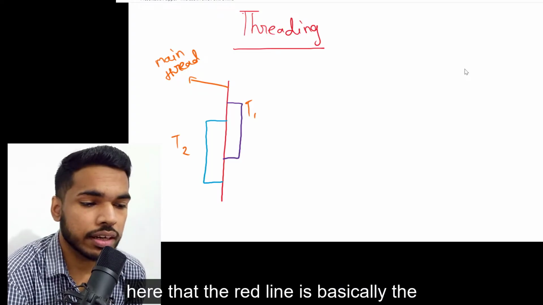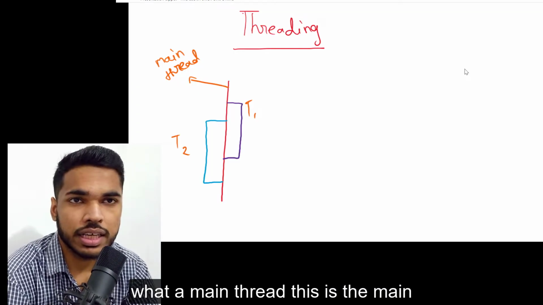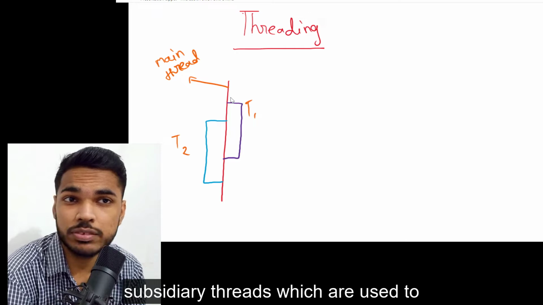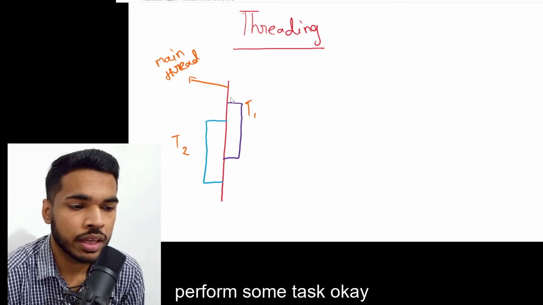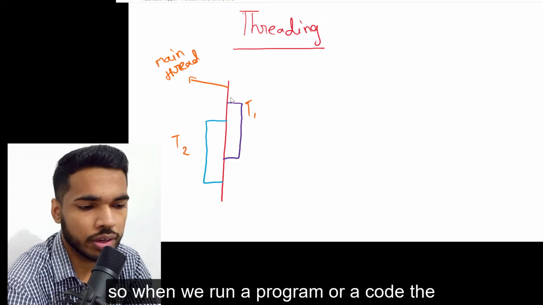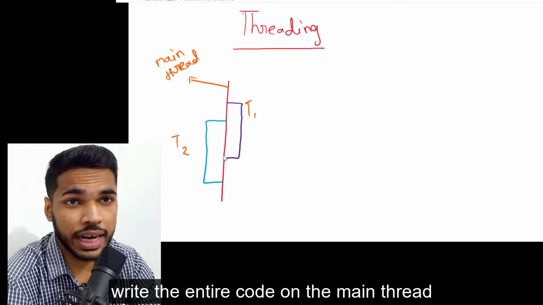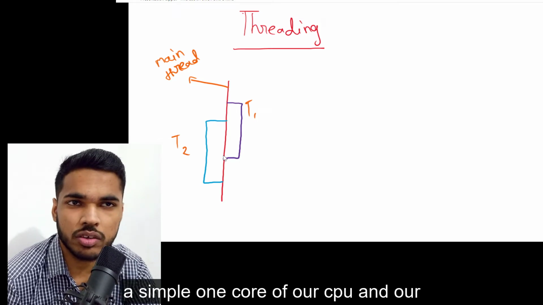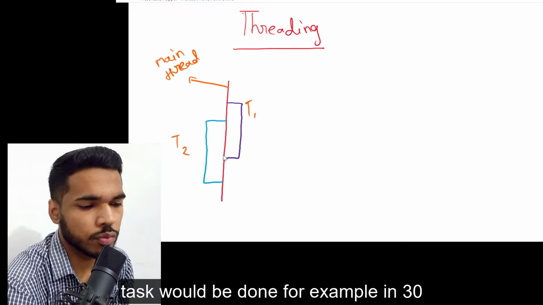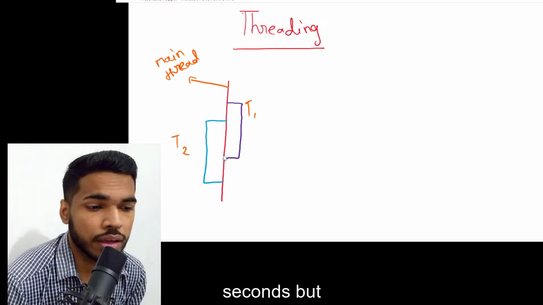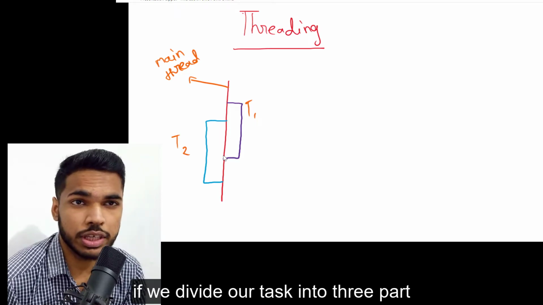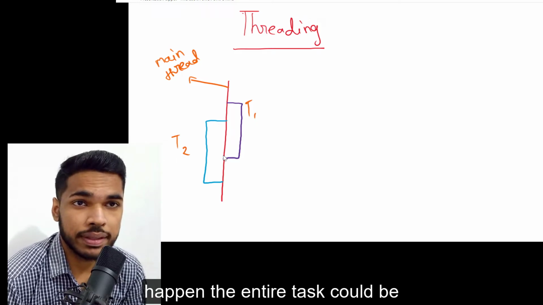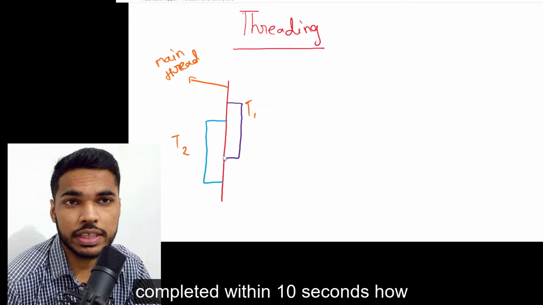As you may see on the screen, the red line is the main thread. T1 and T2 are the subsidiary threads which are used to perform some tasks. When we run a program or code, the main thread is running. If we write the entire code on the main thread, it would be using just one core of our CPU, and our task would be done in, for example, 30 seconds. But if we divide our task into three parts, that is the main thread, T1 thread and T2 thread, the entire task could be completed within 10 seconds.